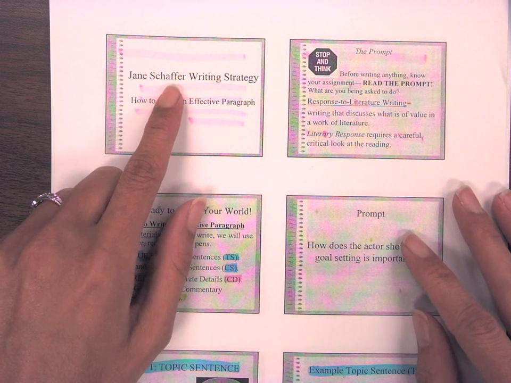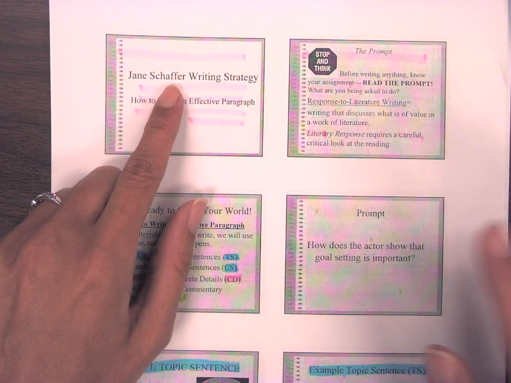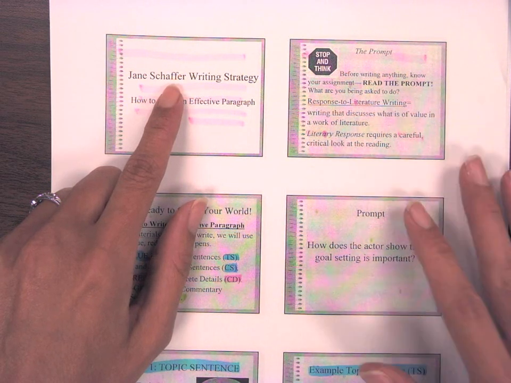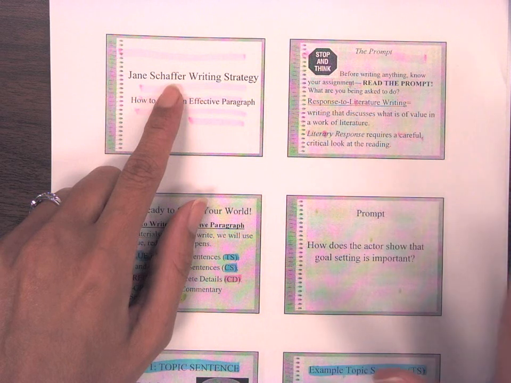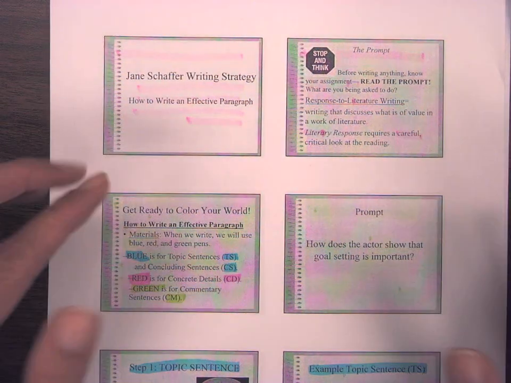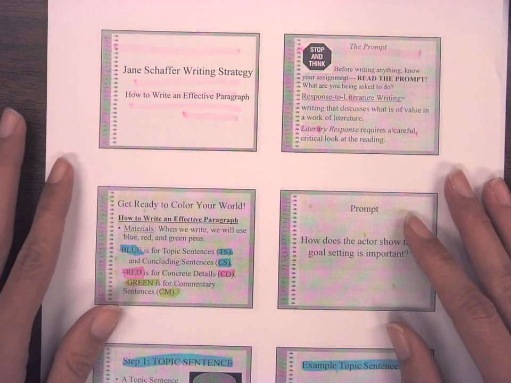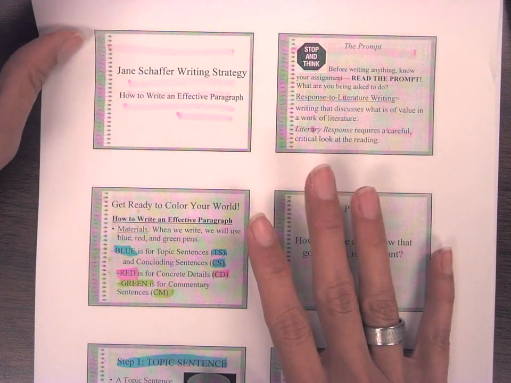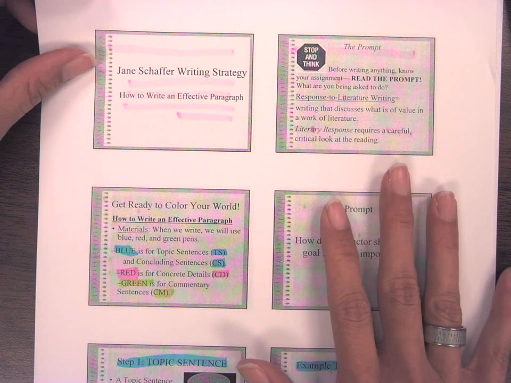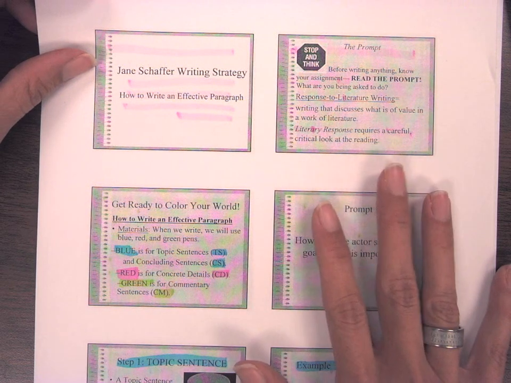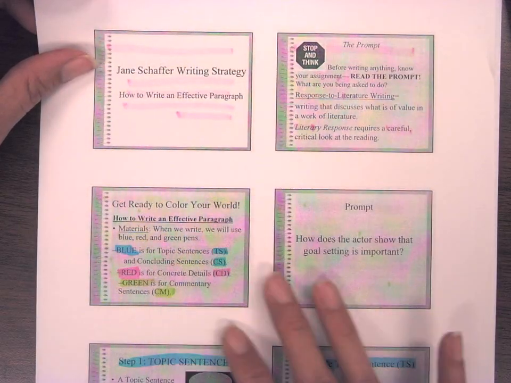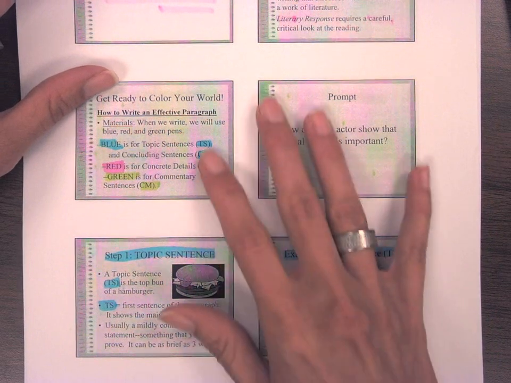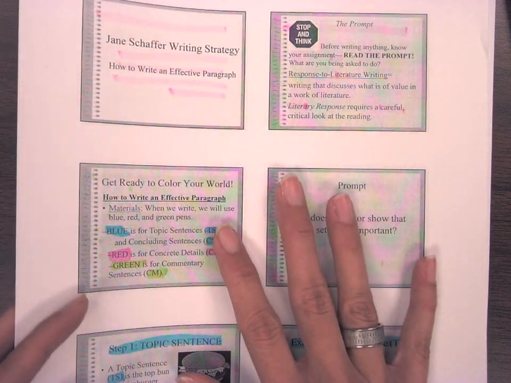I also refer to it as color writing. So if you ever hear me say color writing, this is what I'm referring to. I also call it the Jane Schaefer writing strategy, so either one. I just want to go over these materials that we have first. This PowerPoint is what I'm going to be going by, but this will be posted in Google Classroom as well for you to refer back to. So if you need any of these notes, they will be posted in Google Classroom for you.